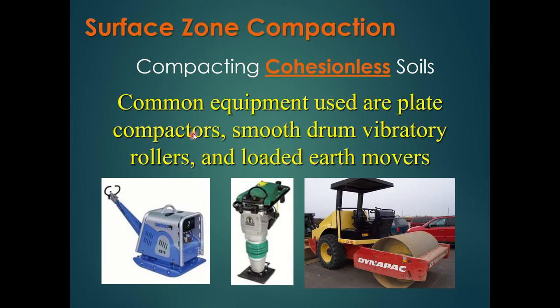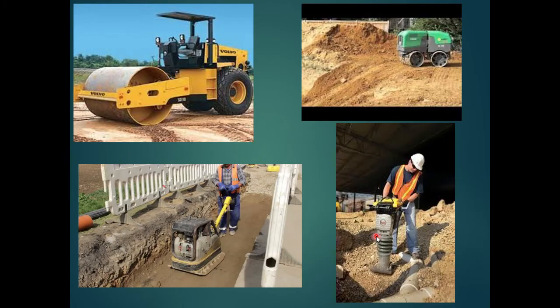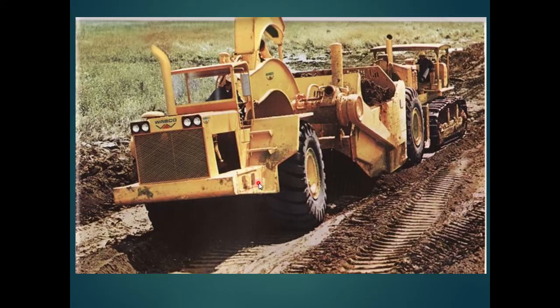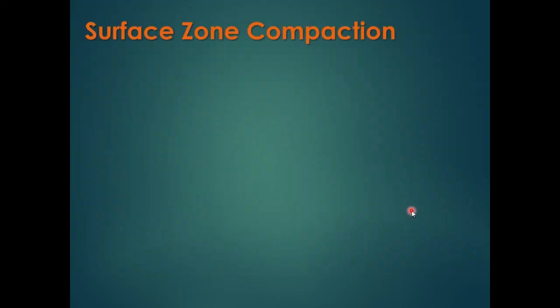Cohesionless soils: plate compactors, jumping jacks, steel smooth drum. Steel smooth drum, jumping jack, plate combined. This is a remote control. Loaded earth movers are preferably varied, because typically what happens if they don't vary their track, a lot of times we're going to see this being less compacted than where the wheels always run. So it works, but I don't prefer it, because you want uniform compaction across the whole site.